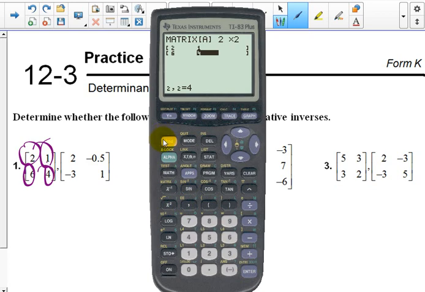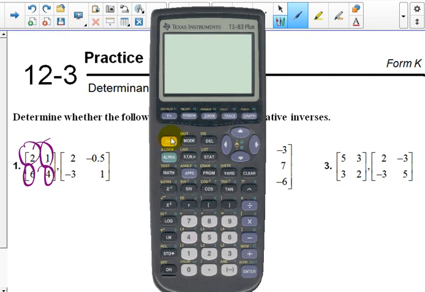Now, we have to quit out of this. The quit is in gold, so to activate that, you have to hit that gold key. So hit second function and quit, and it quits out of it. It's still there, and it's going to stay there till we clear it out or override it.